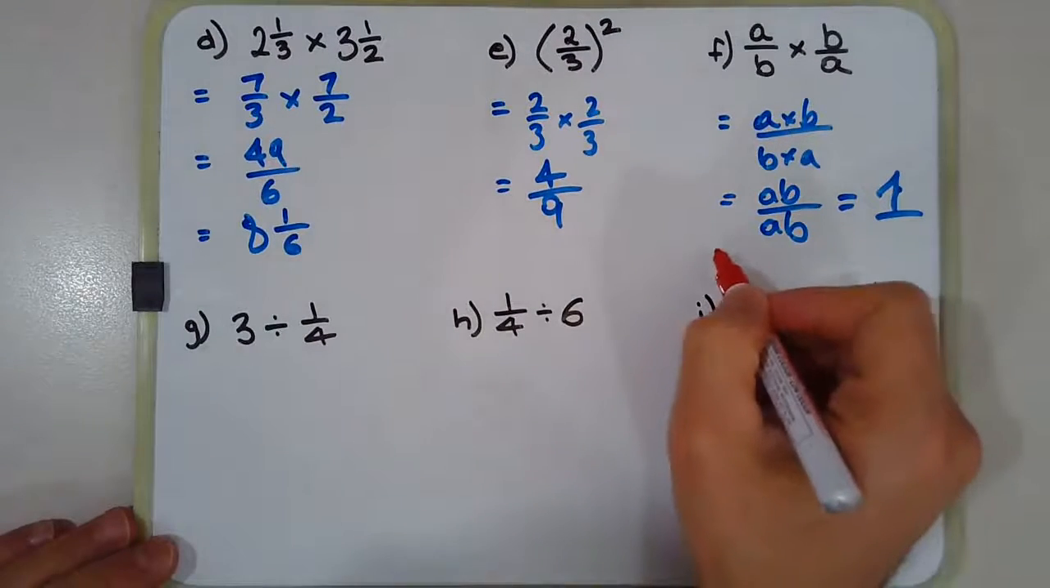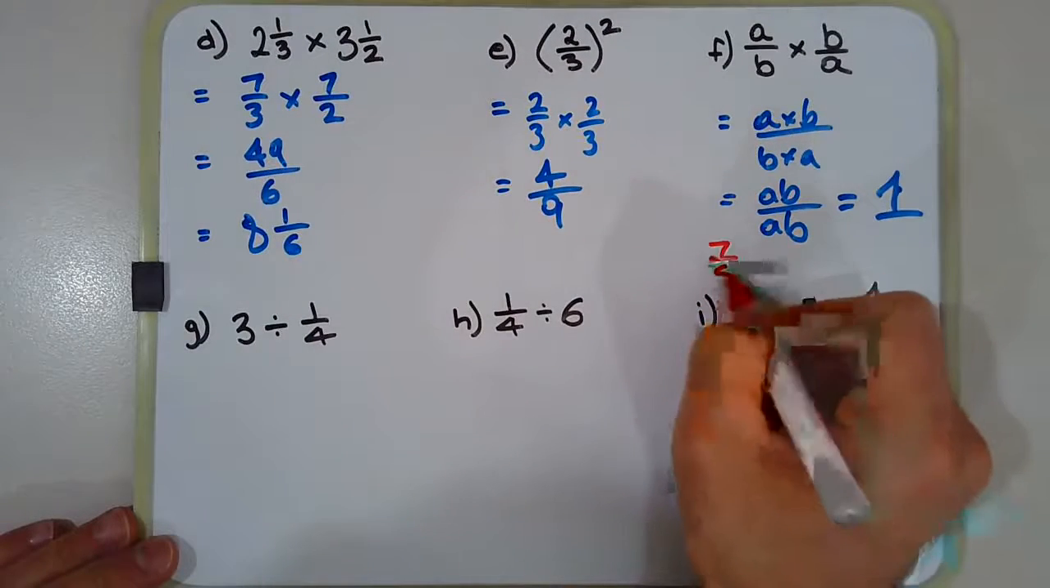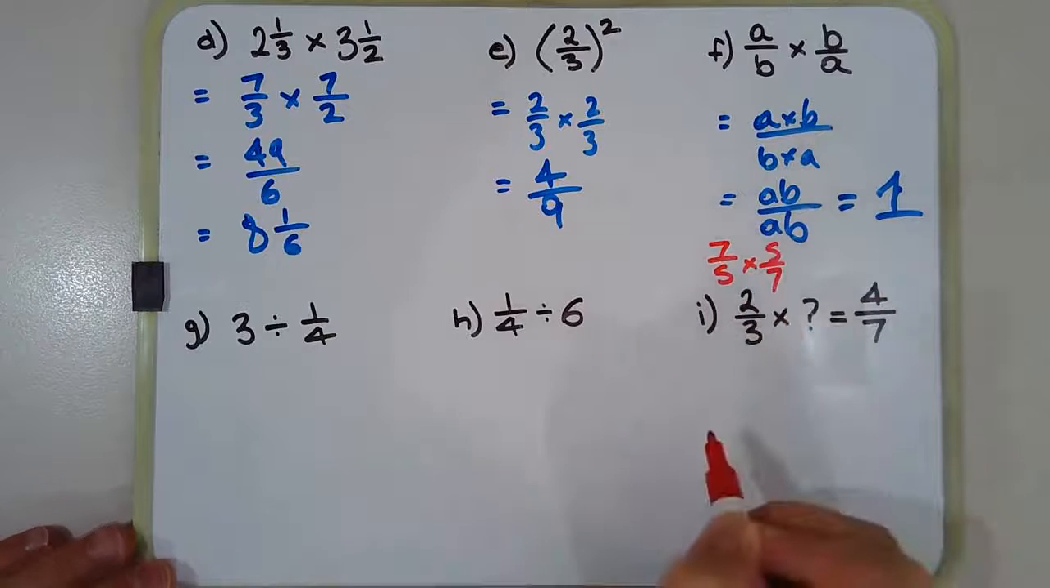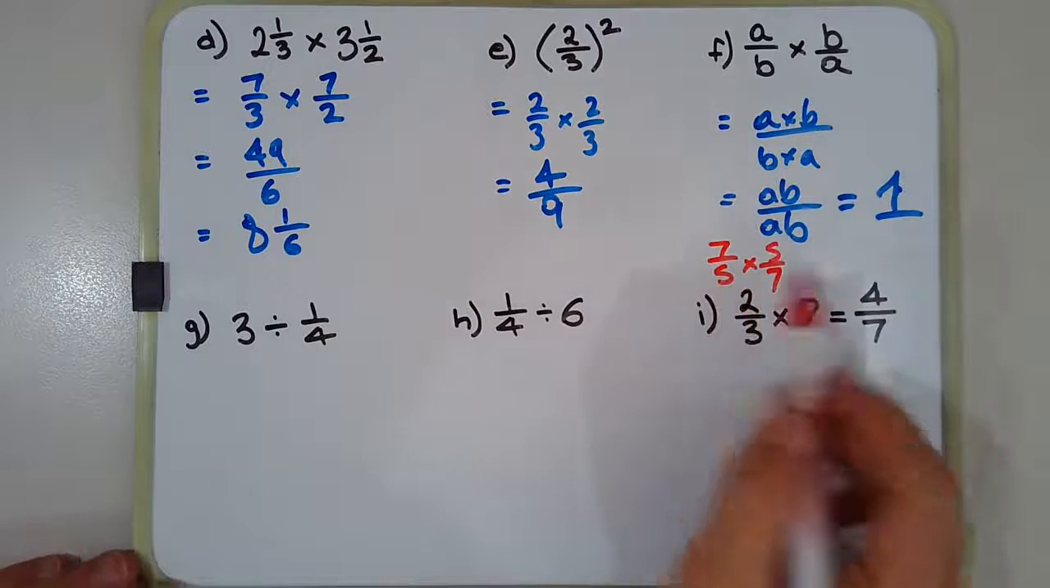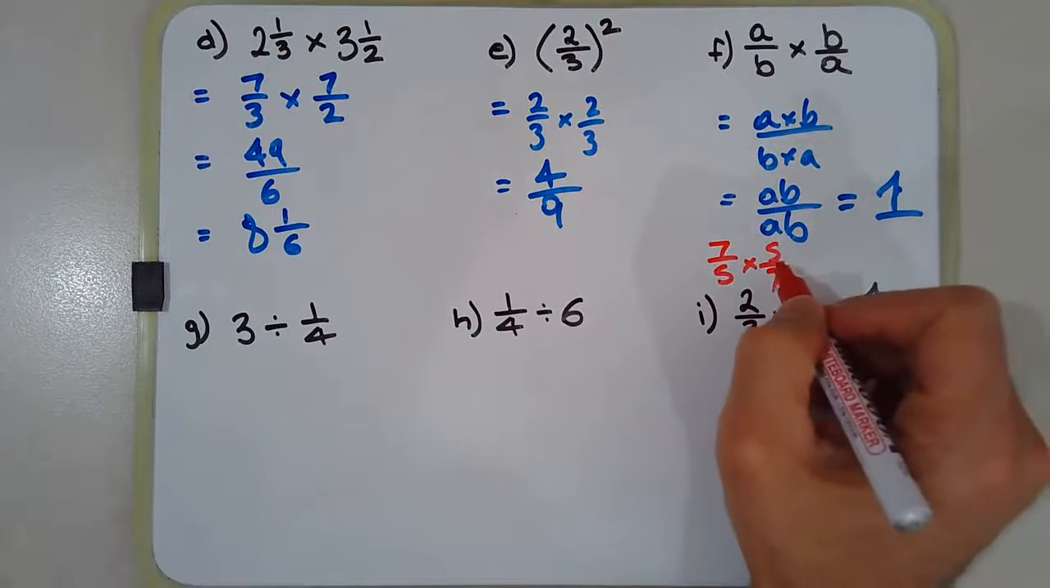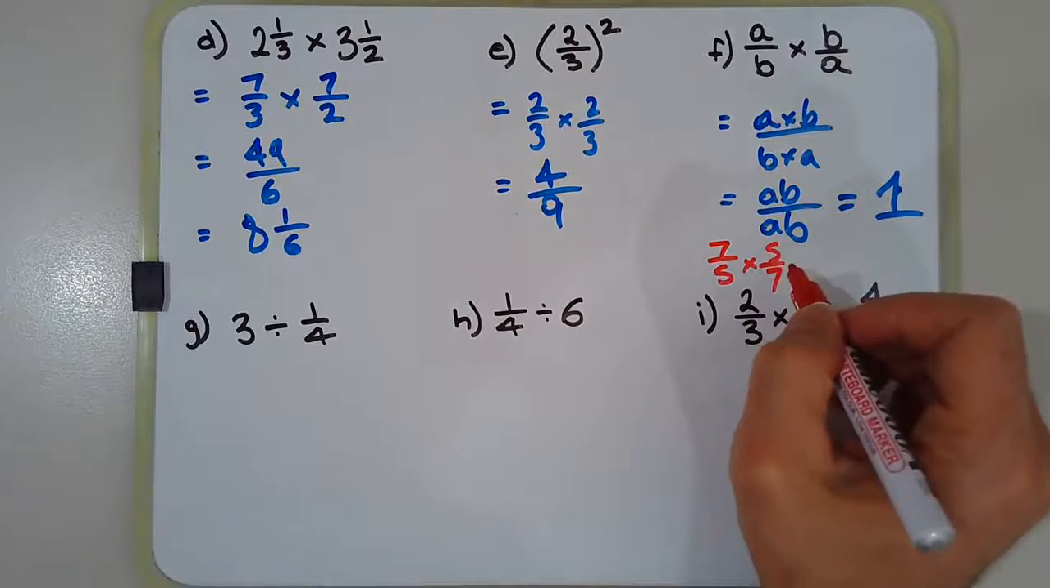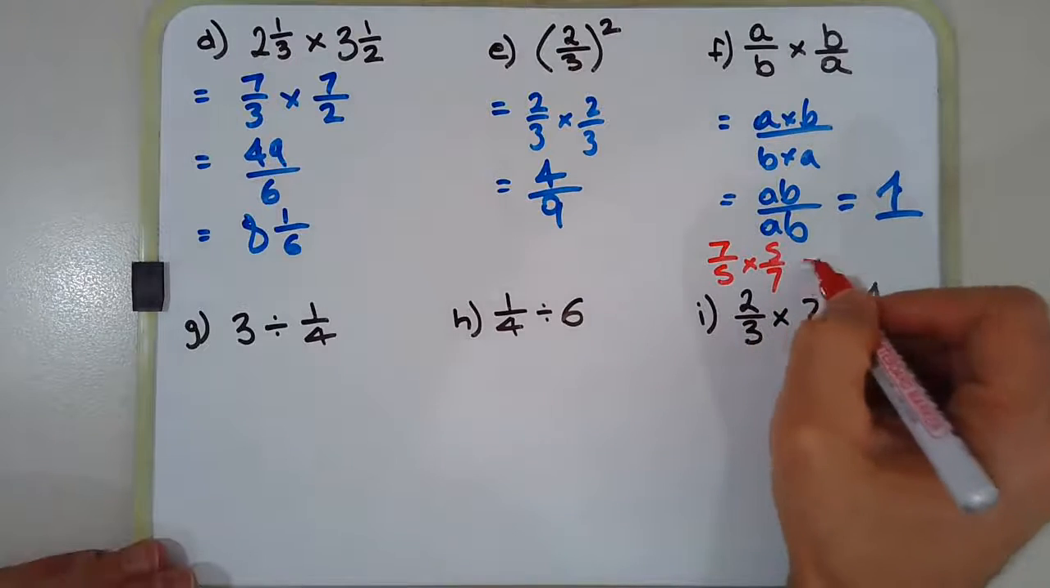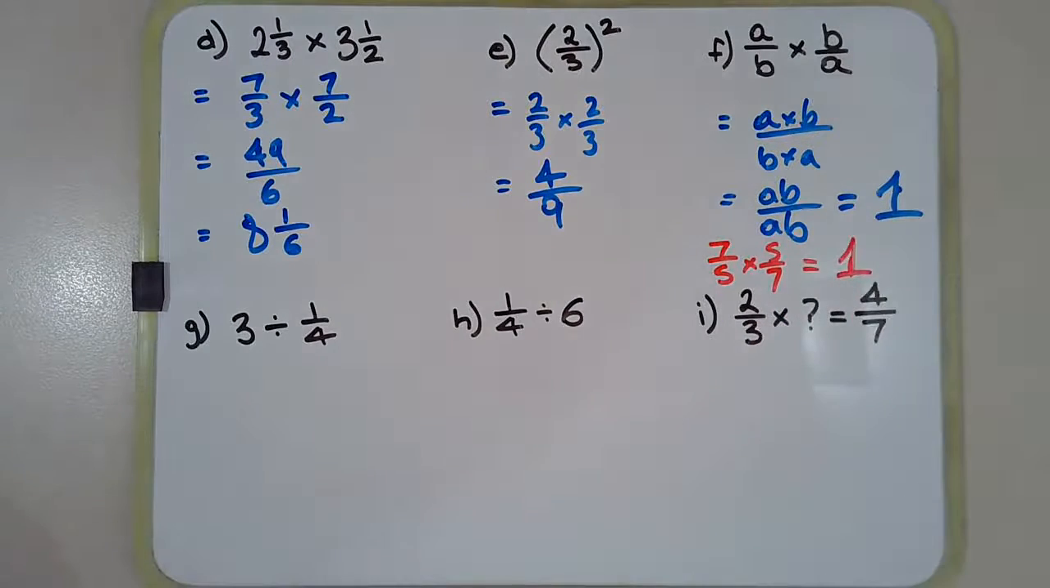So as an example, if you had 7 on 5 times 5 on 7, if the two fractions are identical to each other in every way but the denominator and the numerator are flipped around, the answer is always going to be 1.